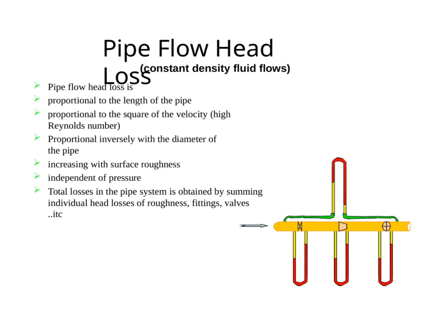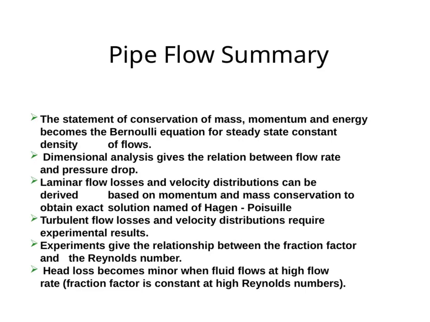When we look at head loss in pipe flow, several key factors come into play. It increases directly with the length of the pipe. The longer the pipe, the more loss we see. It also grows with the square of the velocity, especially at high Reynolds numbers, meaning faster flow means much more loss. Head loss decreases as the pipe diameter gets larger, but it goes up with surface roughness. Interestingly, it doesn't depend on pressure. To find total losses, we add up losses from roughness, fittings, valves, and so on.